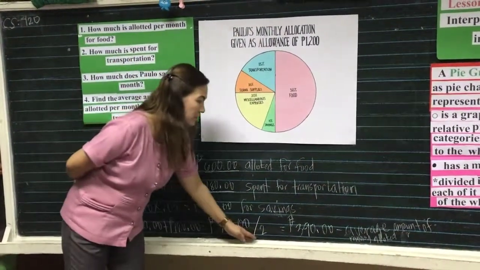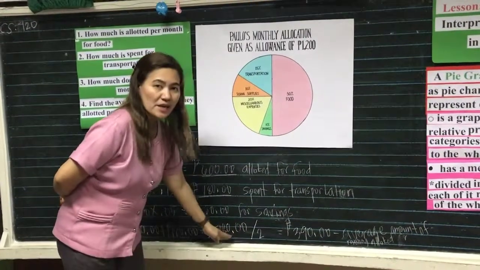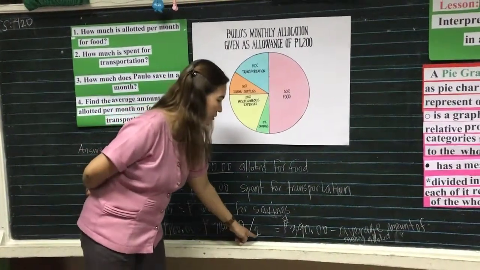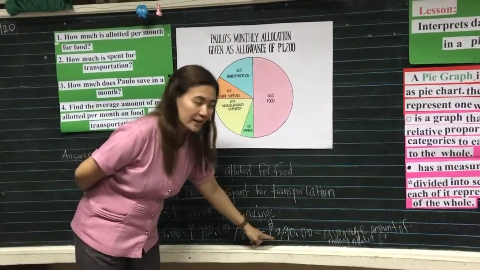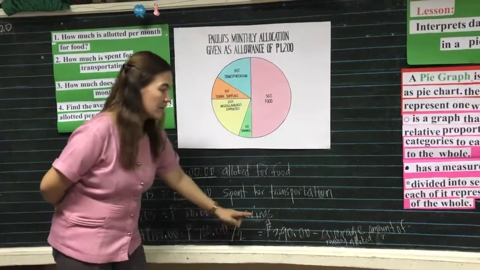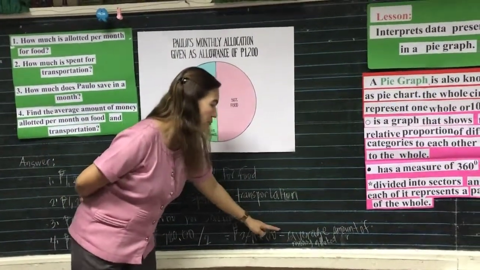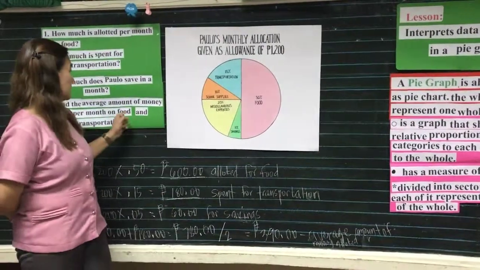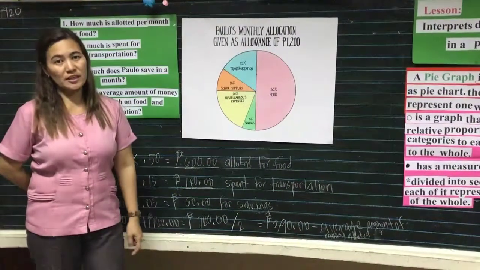So, 780 pesos divided by 2 is equal to 390 pesos. And this is now the average amount of money allotted for food and transportation.